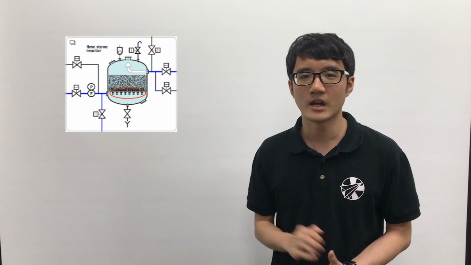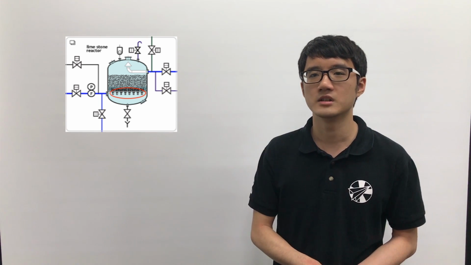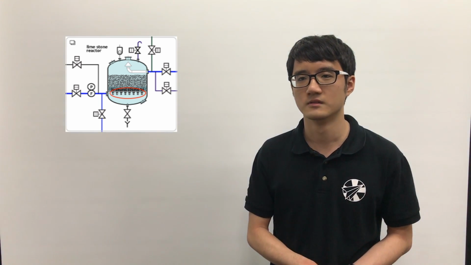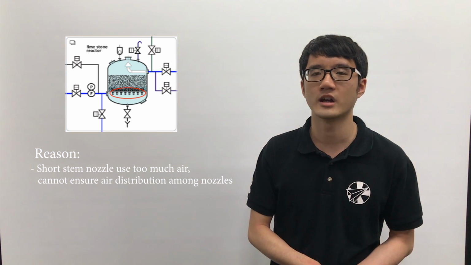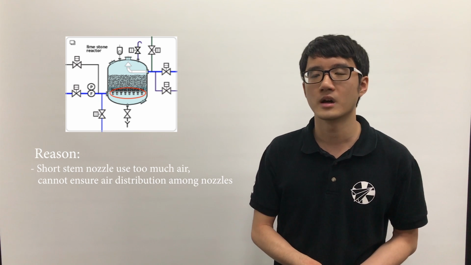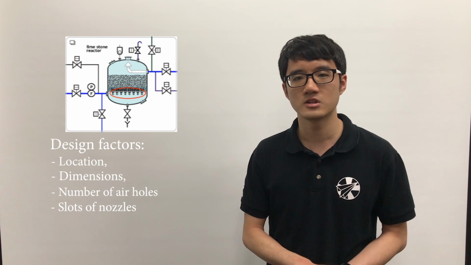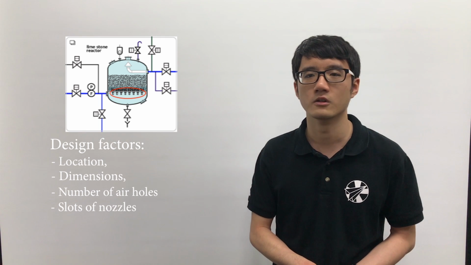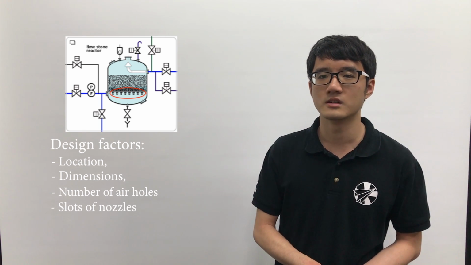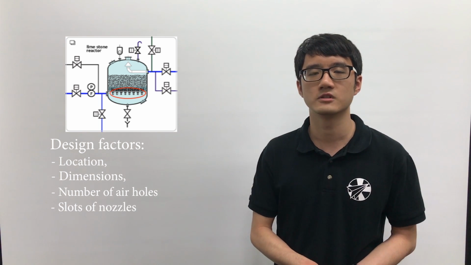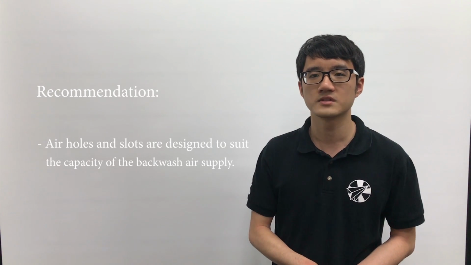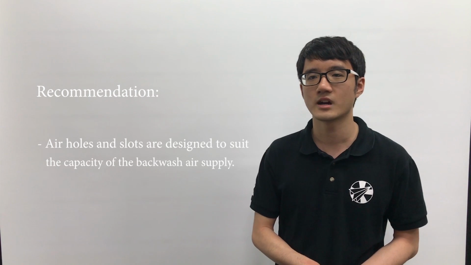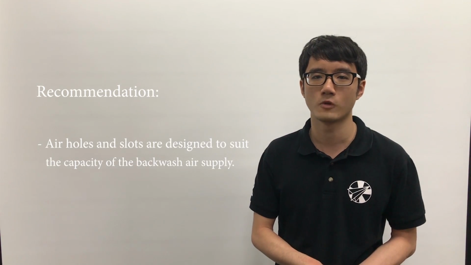From the diagram, it can be noticed that the nozzles below the media used are long stem nozzles. The reason is that short stem nozzles will use too much air and cannot ensure equal air distribution among the nozzles. Hence, the location, dimensions, and number of air holes and slots is another important factor in the design of the filter nozzle. For the process to work effectively, the air holes and the slots are specifically designed to suit the capacity of the backwash air supply.